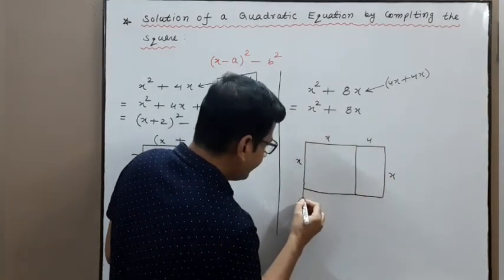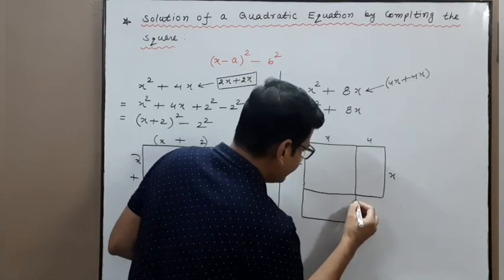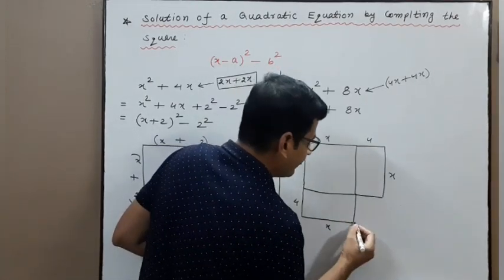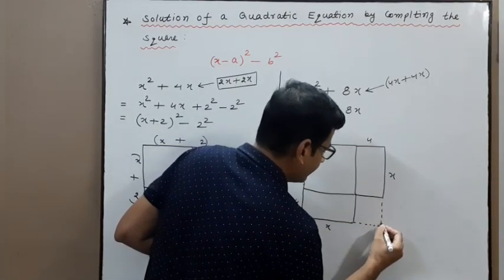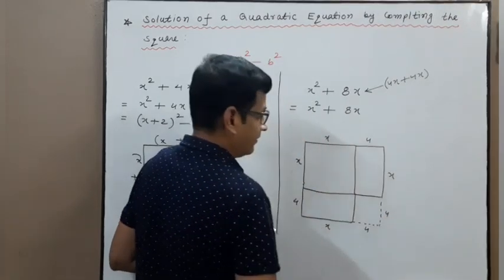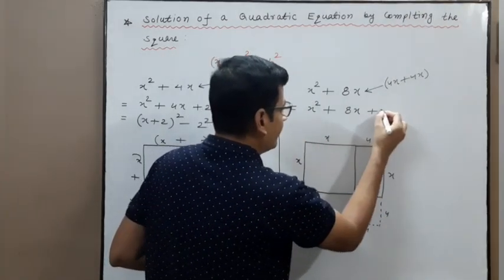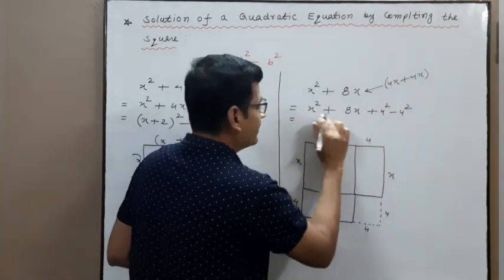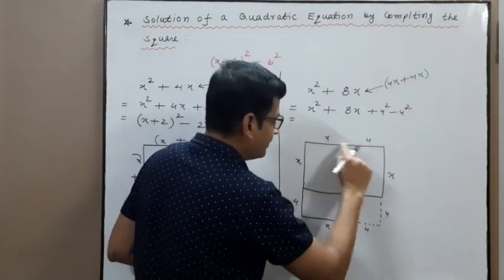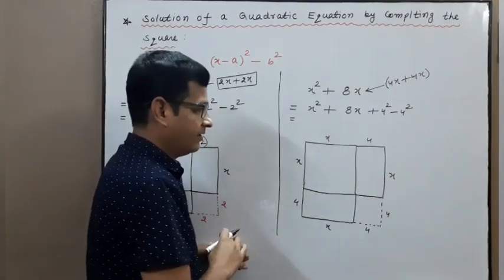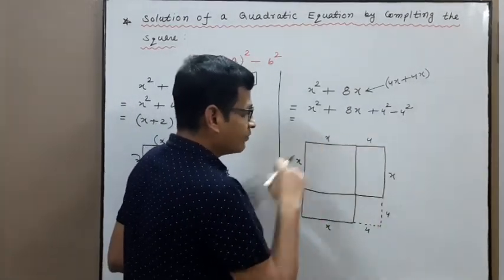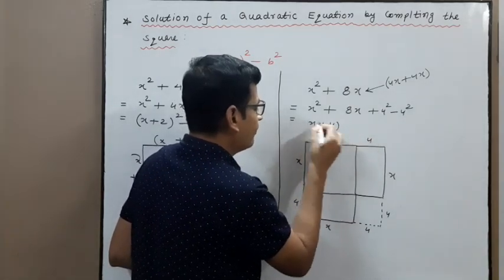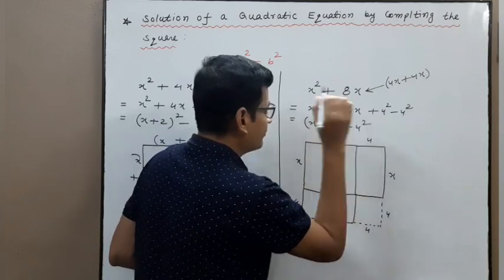Now draw again a rectangle whose length is x and breadth is 4. This time we will do 4 square. Add 4 square and subtract 4 square. The first three terms are actually the area of this square, and area of the square is side square. Side is x plus 4. So x plus 4 whole square minus 4 square.